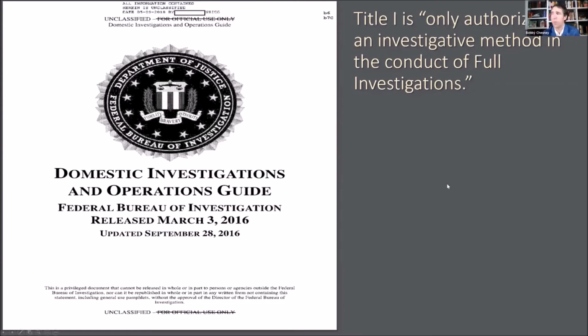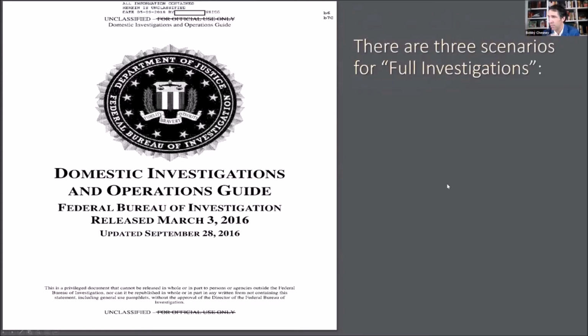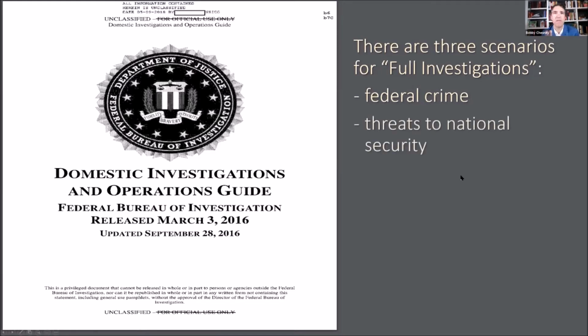So what does it take to open a full investigation? There are three scenarios, and we'll just run through this really quickly. The first and most obvious one would be that there's a federal crime afoot. But alternatively, even if it's not a crime, there can be threats to national security. So that's a second category. And that's a form, at least it can be a form of foreign intelligence. It can be a form of domestic intelligence too, although we don't do that, as I emphasized previously.